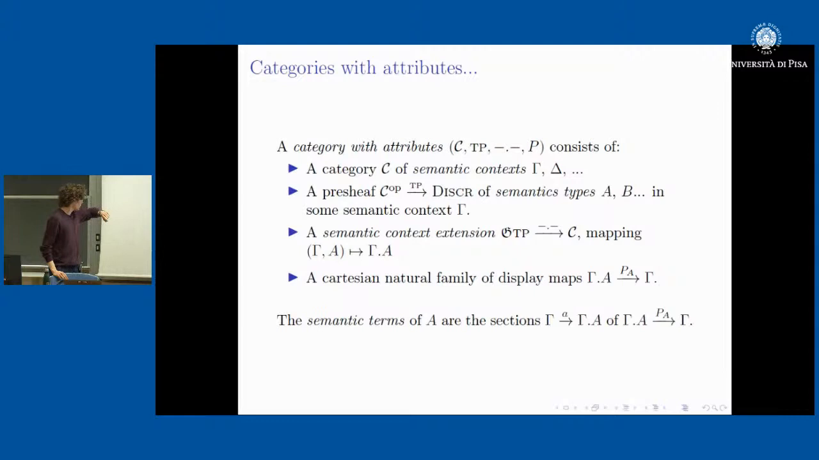This is very important to model a strict notion of substitution. In this structure, we define the semantic terms of a given semantic type A to be the sections of the corresponding display map. Because, as we saw even this morning, in the syntax of a dependent type theory, the terms of a given type are in bijection with the sections of the corresponding display map. So now we do exactly this thing. We define them to be the sections of the display maps.